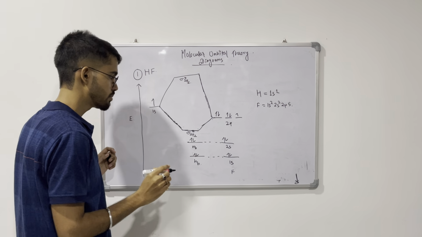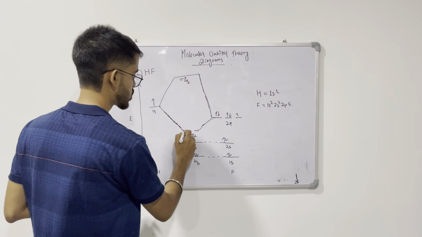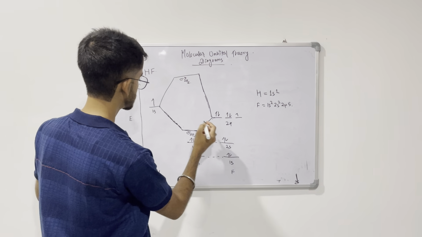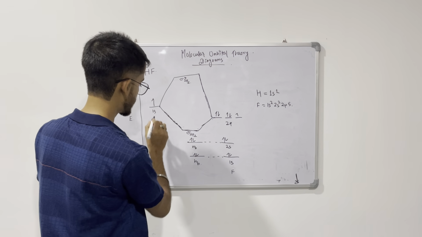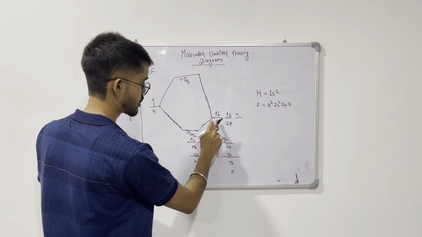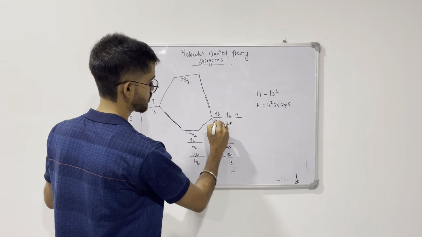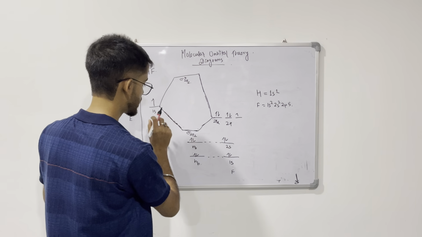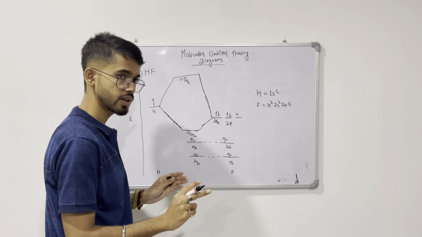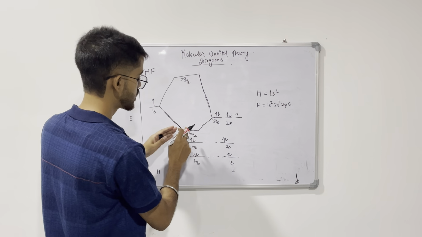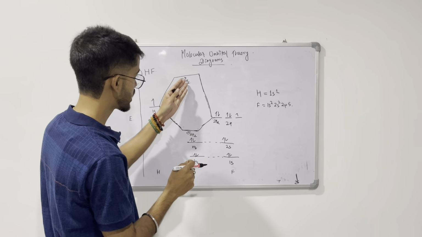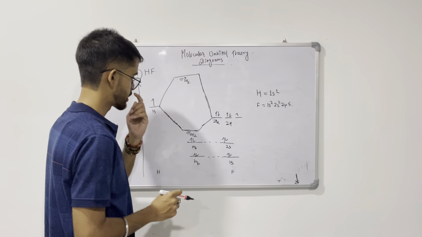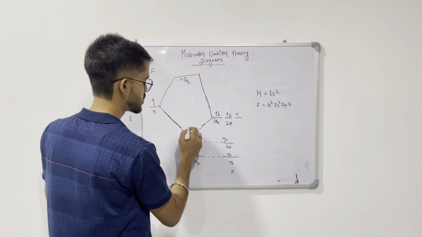So always remember, when two atomic orbitals combine, two molecular orbitals will form. So for this, let's say the 1s orbital of hydrogen combines with the 2px orbital of fluorine. This 2px and 1s combination gives two molecular orbitals. Two atomic orbitals combine, two molecular orbitals will form. What will be the sigma? One is bonding, one is anti-bonding. So one will be bonding, one will be anti-bonding.